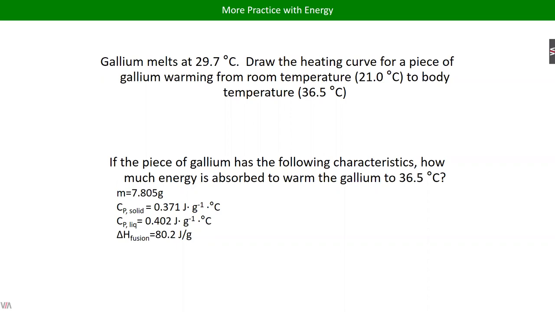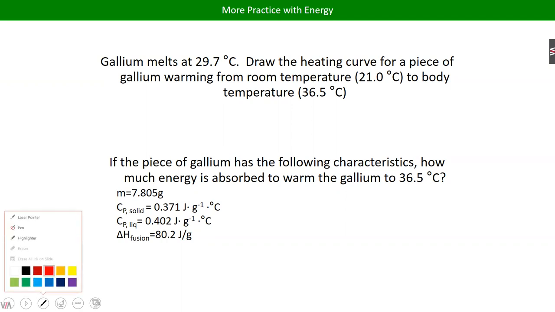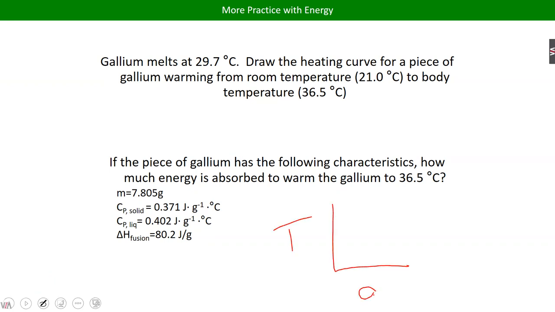If gallium melts at 29.7 degrees Celsius, draw the heating curve for a piece of gallium that starts at room temperature and ends at body temperature. So remember, heating curve is just when you chunk it up into temperature increases or phase changes. Right, it's that. Temperature versus Q. Graph.